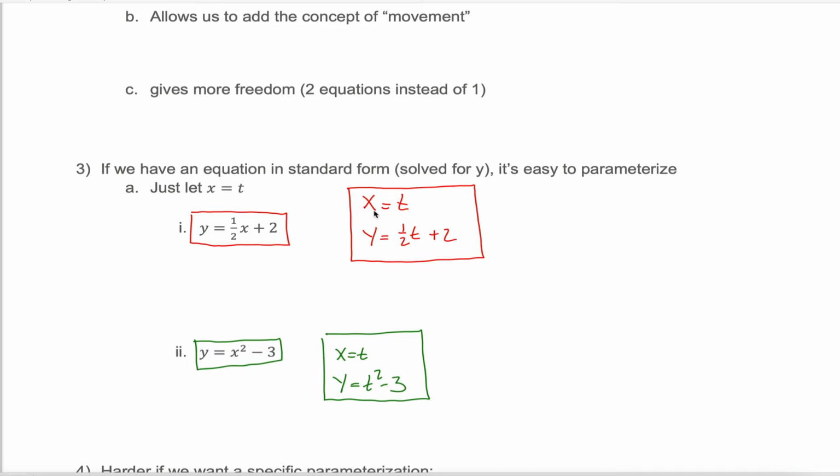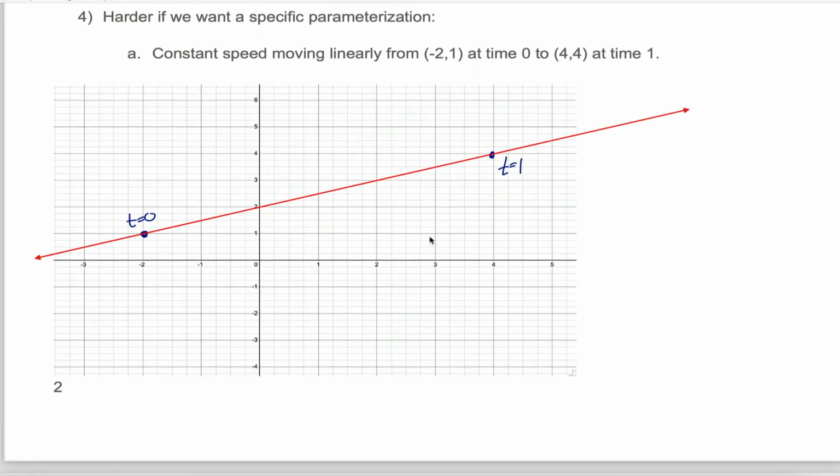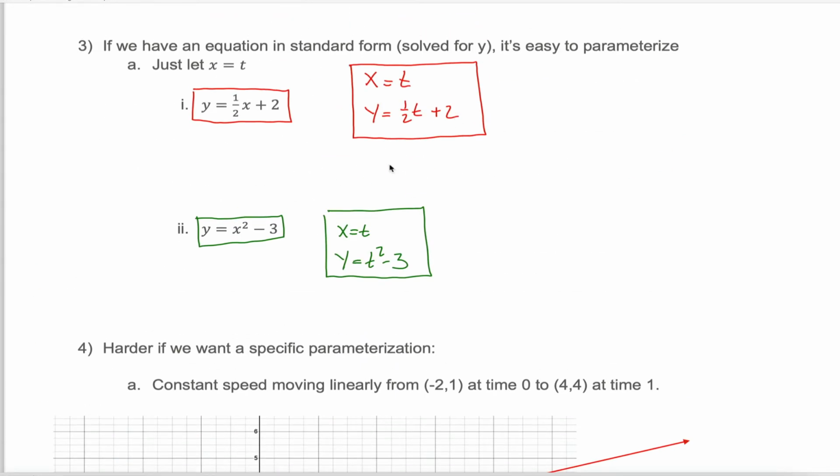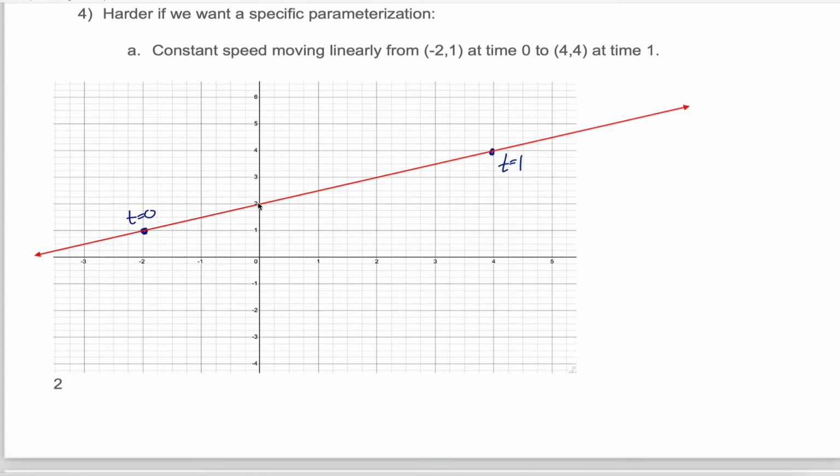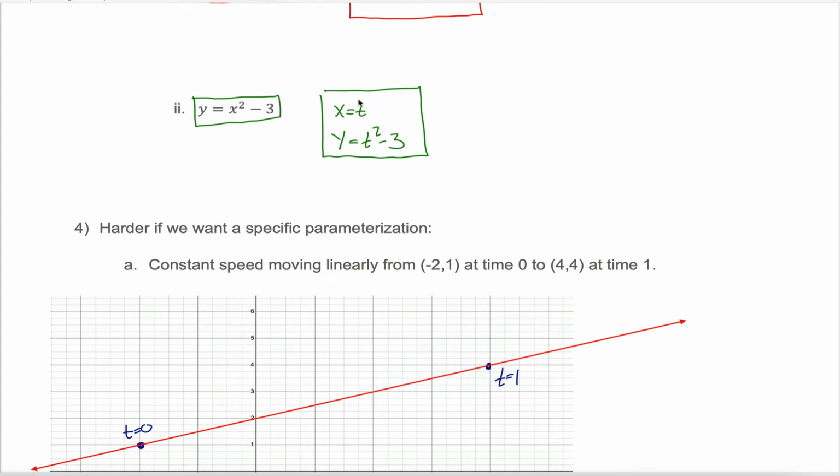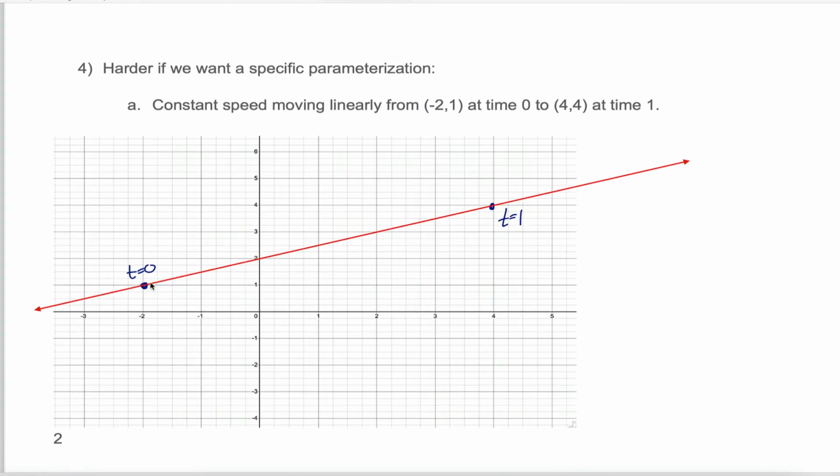However, as we've already seen, this parameterization will not make time 0 over here and time 1 over here, because this parameterization just uses the x coordinate for time, so time 0 would be right here and time 1 would be right here. So how do we change these equations so that this point corresponds with time equals 0?